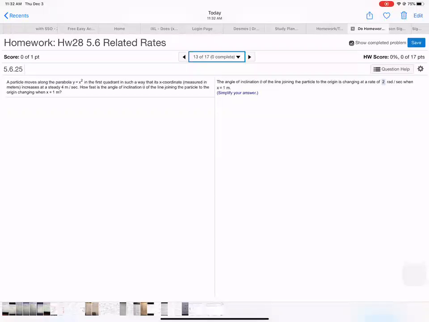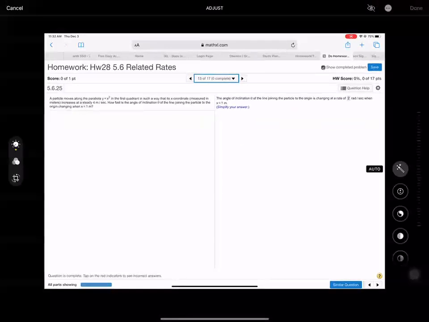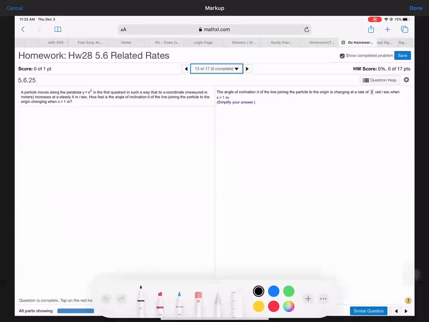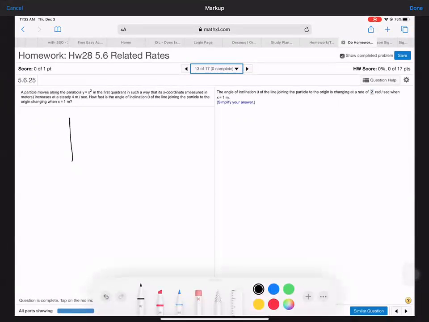Okay, let's do one more problem. I thought this would be kind of confusing, and this is problem number 13 on the homework also. The particle moves along the parabola x squared. A parabola x squared is pretty easy for us to imagine. So here's our parabola x squared, but then they say only in the first quadrant, right? In such a way that the x coordinate measured in meters steadily increases by 4 meters per second. So dx over dt is 4 meters per second.